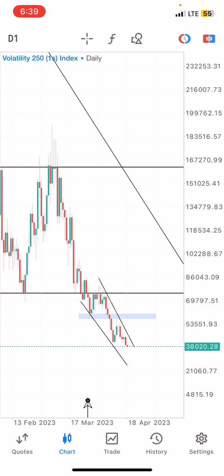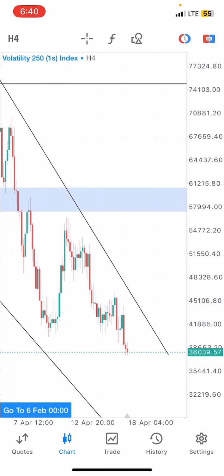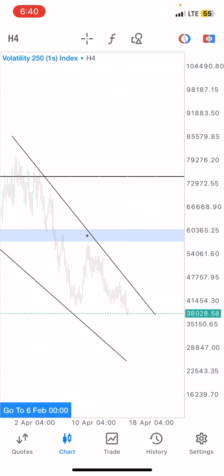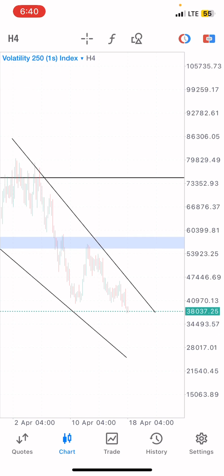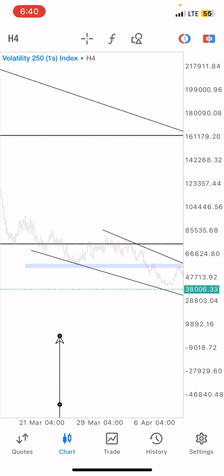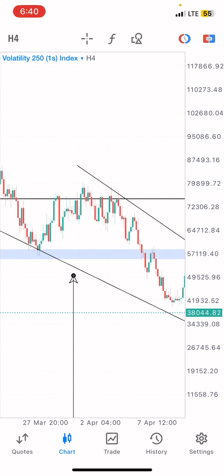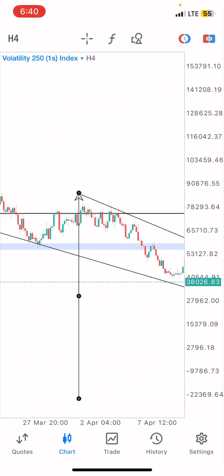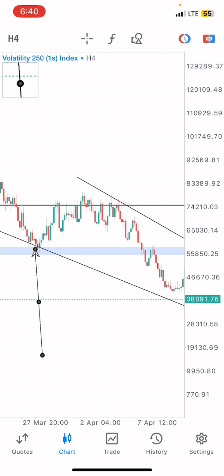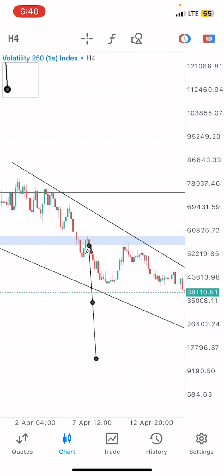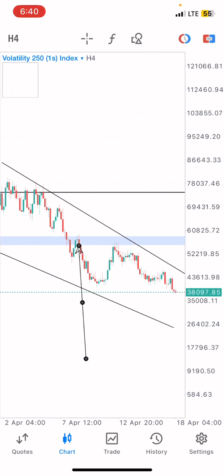We also have another level which you should take note of, but we have to move to the 4 hour time frame. On the 4 hour time frame, it's even clearer that the market broke below this level. The market was trading at this point like a support, then finally traded above it, then broke below it and gave us a retest.